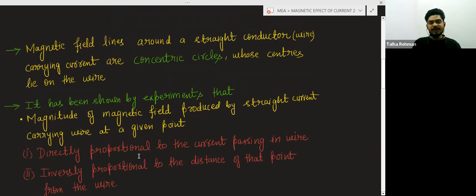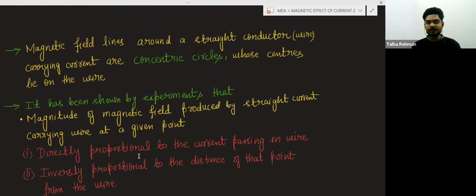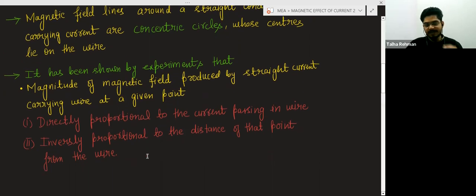When you go to higher classes, in 12th class if you have physics, there you will also study the magnetic effect of current. It is explained there with the help of the Biot-Savart law. That is not part of your syllabus, so basically you have to remember these points only.